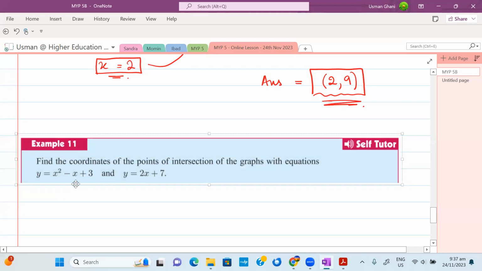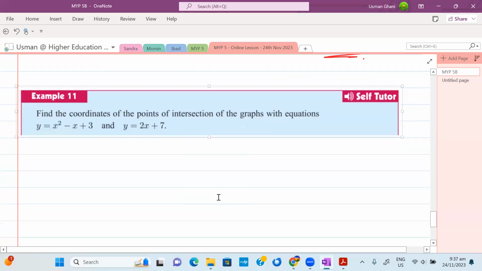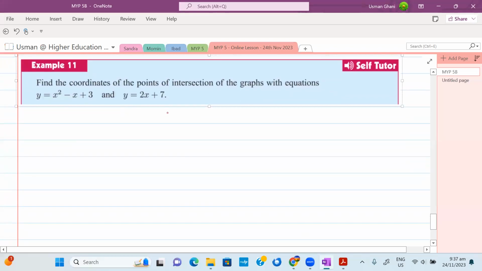So here we have a curve and a line. A quadratic curve and a line. And once again y and y is used, so I would really want to use y1 and y2 over here, right? So once again points of intersection are being discussed. So my answer is gonna be y1 equals y2. Done. What is y1? It's x squared minus x plus 3 equals 2x plus 7.